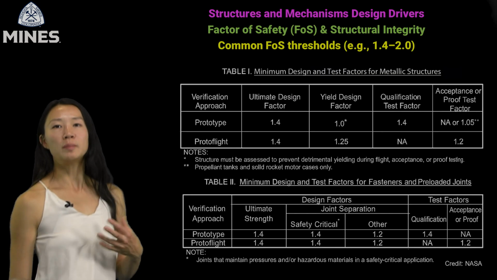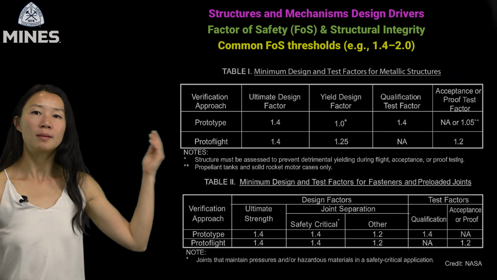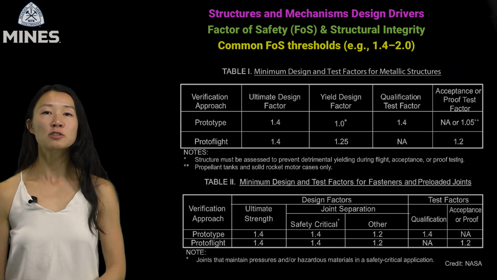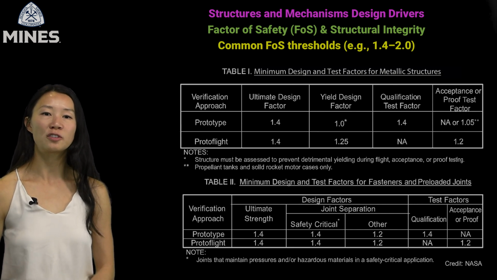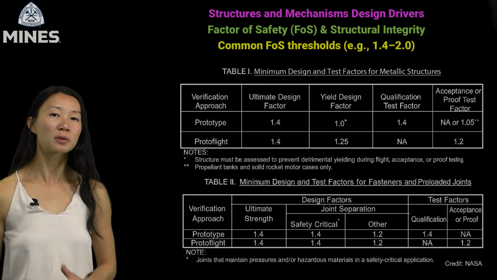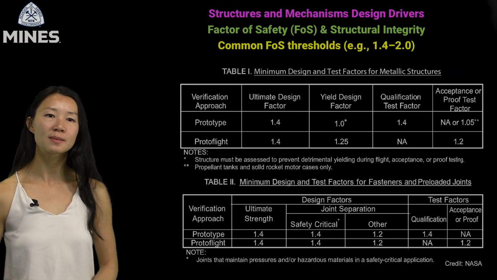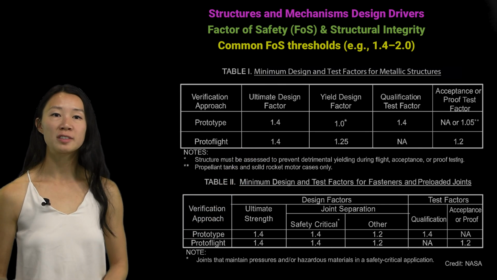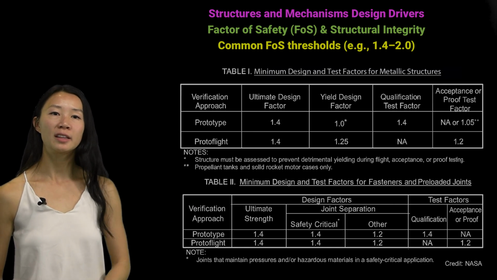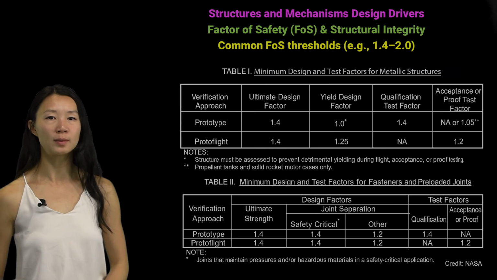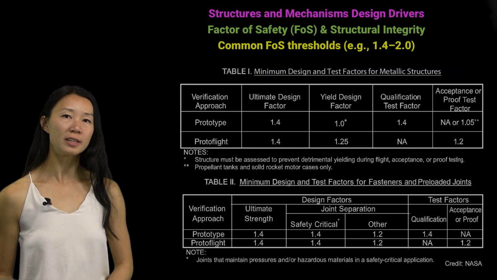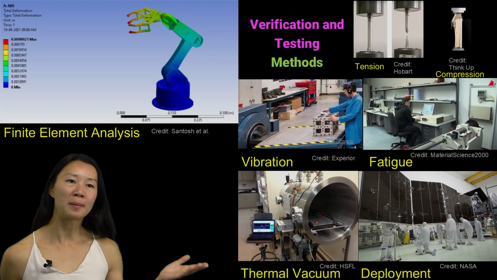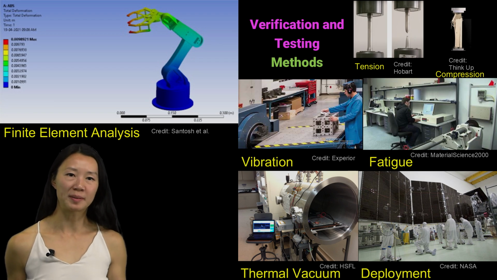Here are screenshots of the minimum design and test factors for metallic structures and also for fasteners taken from the NASA document called Structural Design and Test Factors for Safety for Spaceflight Hardware, which guides the requirements for structures and mechanisms. As you can see, for different failure modes, the factor of safety varies. We can also see for different testing methods on the far columns, the factor of safety either differs or is not applicable. We need to identify critical loads for each structural component and check that these factors of safety are sufficiently high.